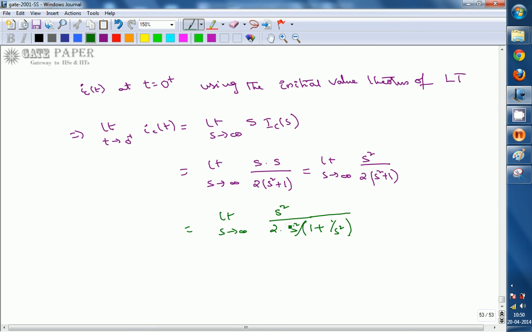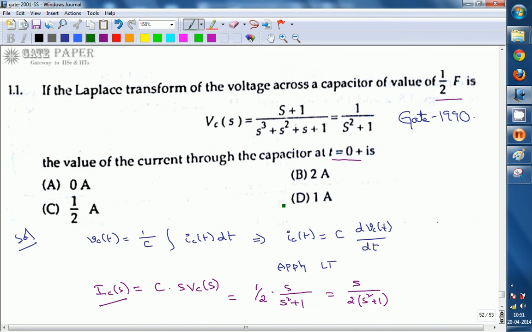So S square will get cancelled here, and by substituting s equals infinity in this expression, this becomes 1 by infinity, that is 0. So 1 plus 0 is 1, so we have 1 by 2 as the answer. So the current passing through the capacitor at t equals 0 plus, that is IC of 0 plus, is equals to 1 by 2 amperes. So the option C is the answer here.